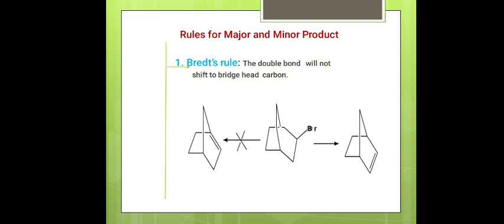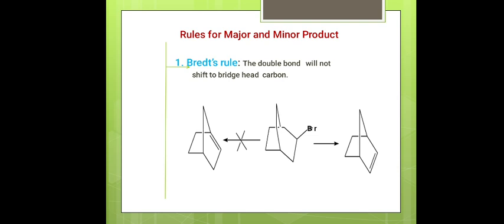So, rules for major and minor product. The first one is Bredt's rule. The double bond will not shift to the bridgehead carbon. Here you have a bridged molecule, so you won't get the product on the bridgehead. The reaction takes place towards the right side.